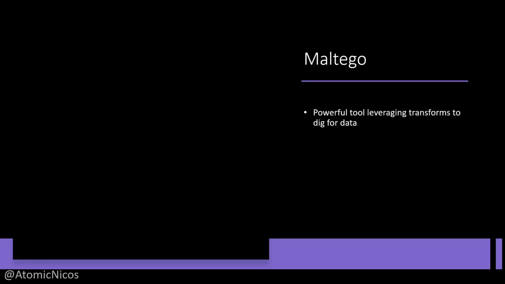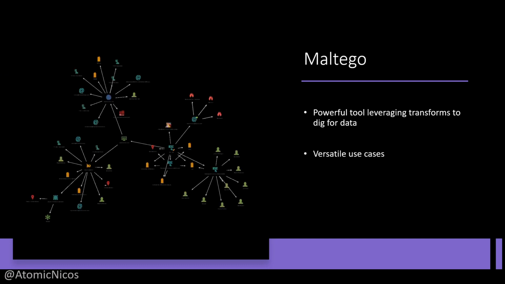Maltego is pretty nice because it leverages transforms to dig for data, so you don't actually need to do everything. So here I did a small Maltego investigation of my own domain, so that would be AtomicNicos.me. This gives me all of this, so I probably should sanitize, but why not? There's a lot of use cases. You can use it for a lot of things, from network recon to actual recon or people recon. And it does have a pretty good reporting capability, right?